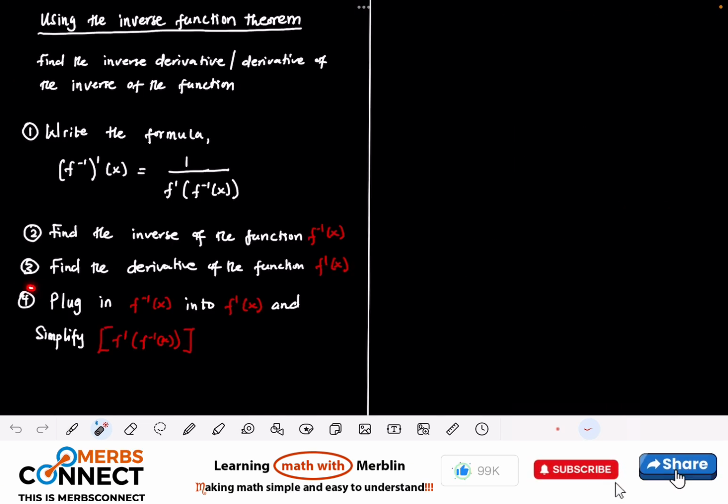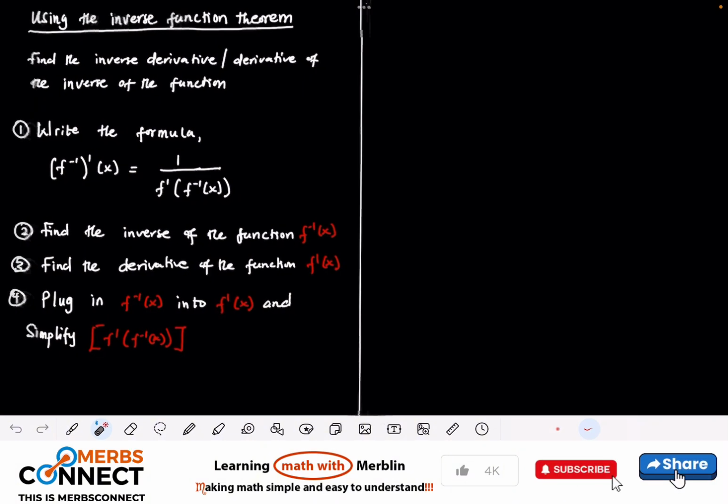And then the fourth step is we can see that this is like a composite function. The f inverse is inside the derivative of x. So plug in f inverse into f prime, which is going to be this. Then when you plug it in, what do we do? We simplify. So we will make sure we pick just the denominator here. We plug this one in, then we simplify.